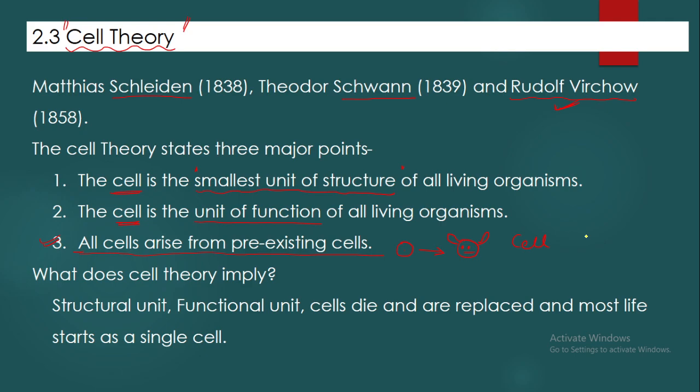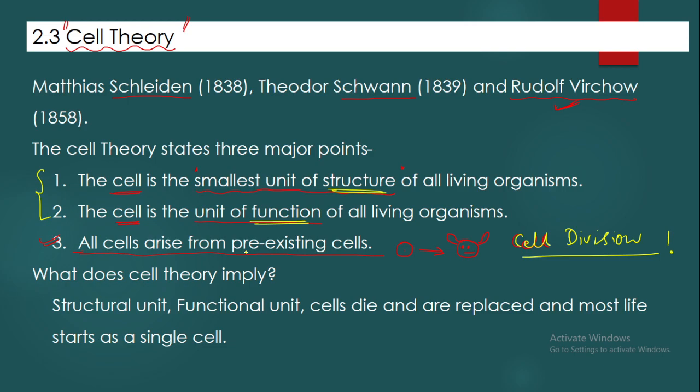Okay, so the concept that cells divide was possible by the proposal from Rudolf Virchow. Points number 1 and 2, proposed by Schleiden and Schwann, say that cells are the unit of structure and the unit of function of all living organisms. Whereas the third point says that all cells arise from pre-existing cells. Okay, that is simple cell theory.